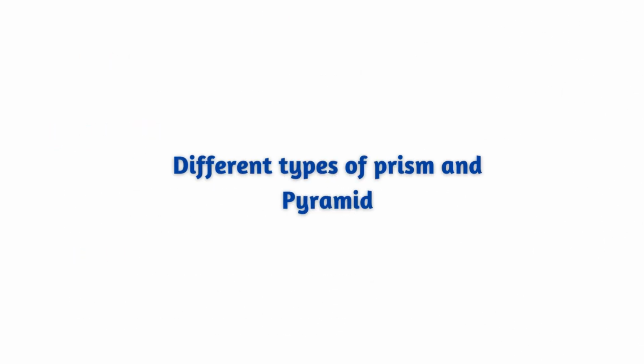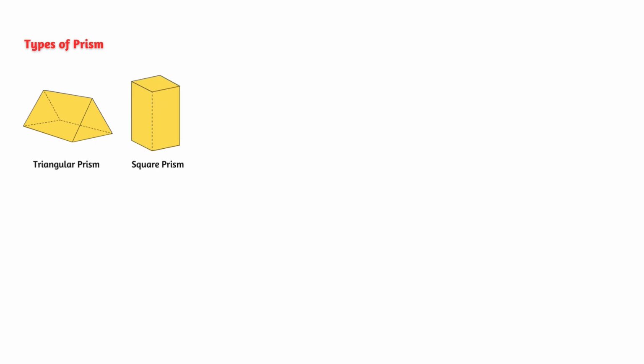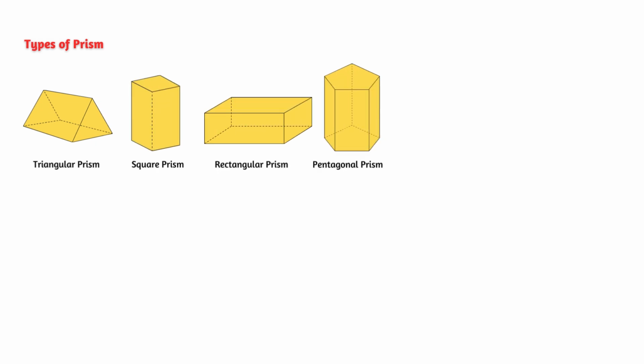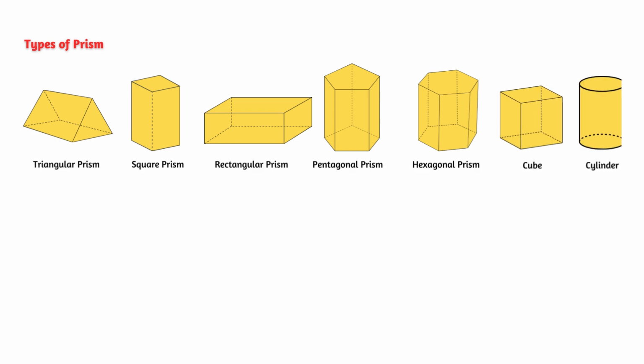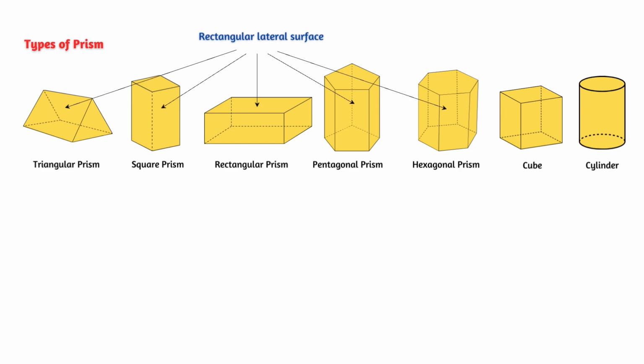Now we will see about the different types of prism and pyramid which are often used in engineering drawing. First we will see the different types of prism. Depending on the polygonal face, we will name the prism as a triangular prism, square prism, rectangular prism, pentagonal prism, hexagonal prism. For cube and cylinder, while drawing projections, we will use a procedure similar to the prism. For all the prisms, the two polygonal faces are connected by rectangular lateral faces, so don't forget this concept.